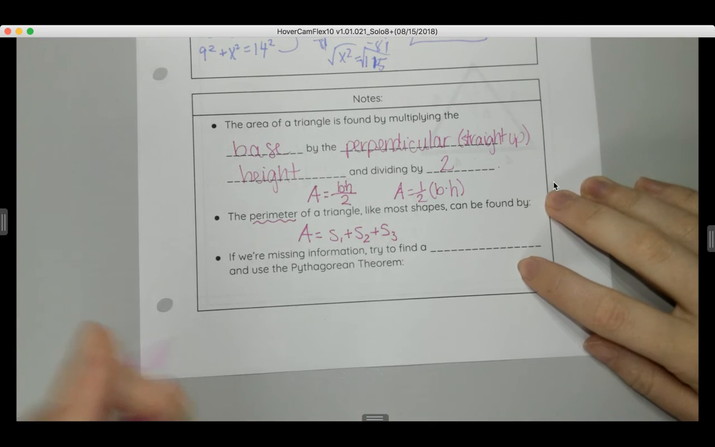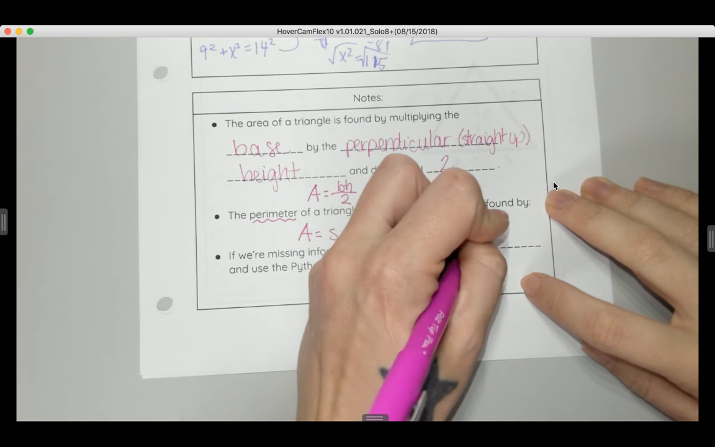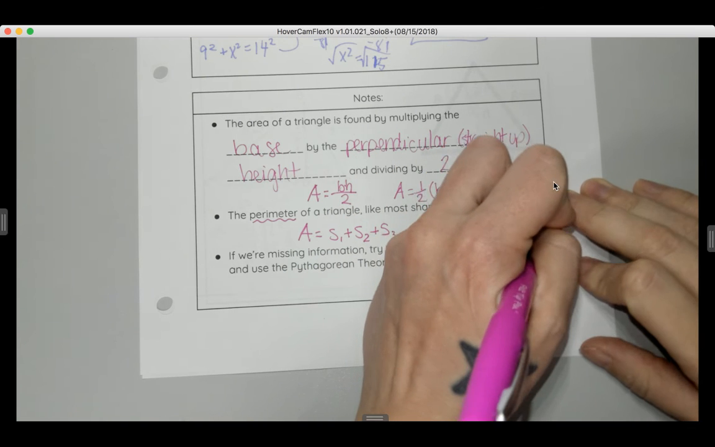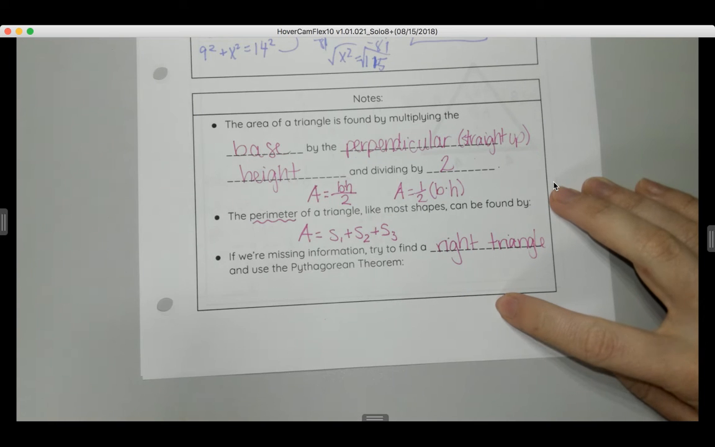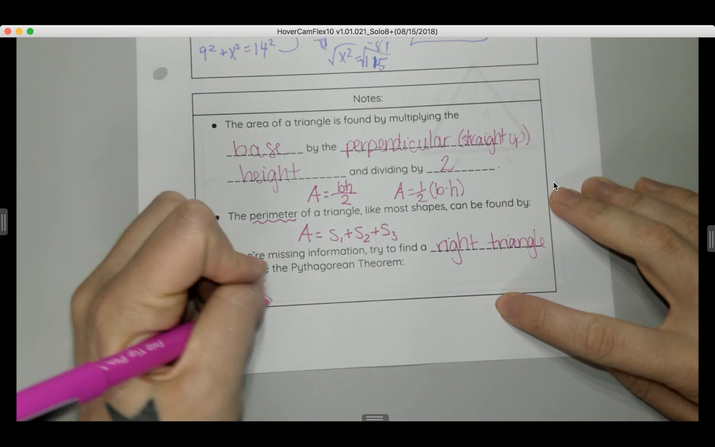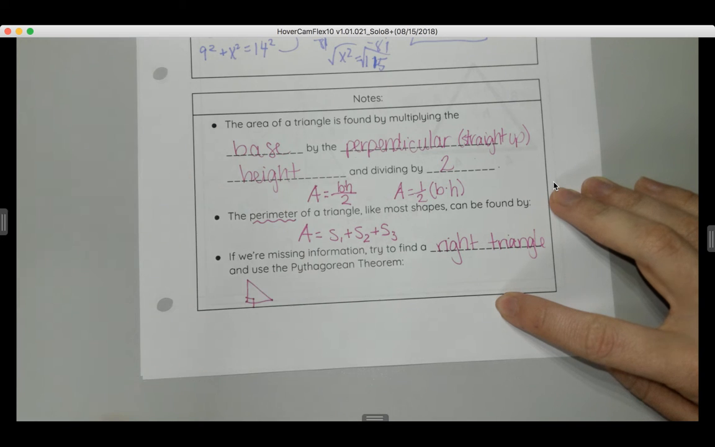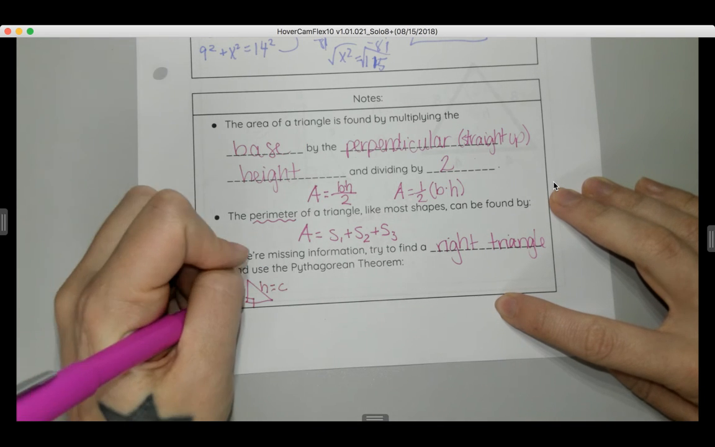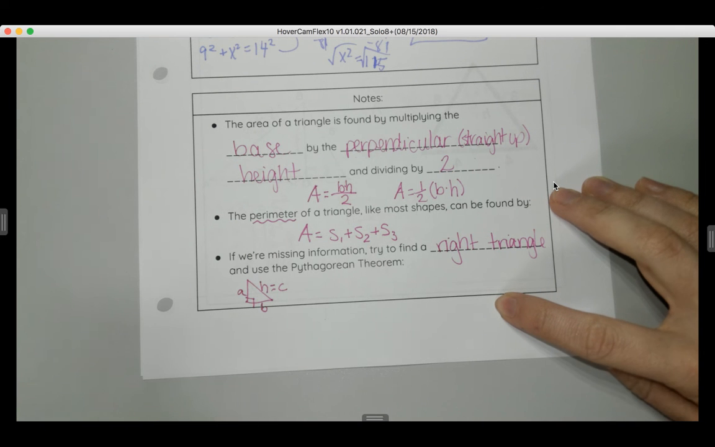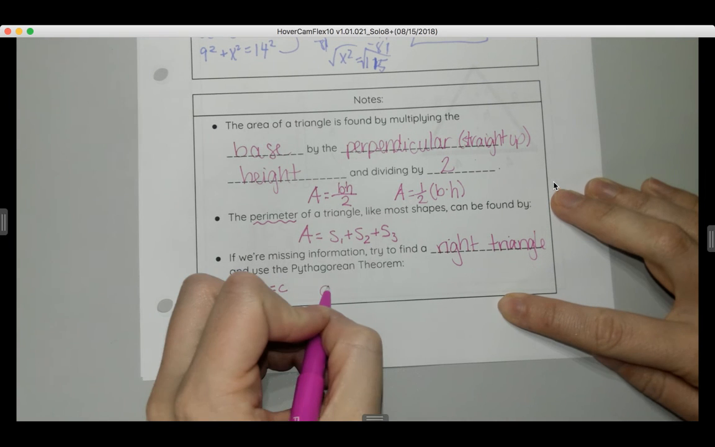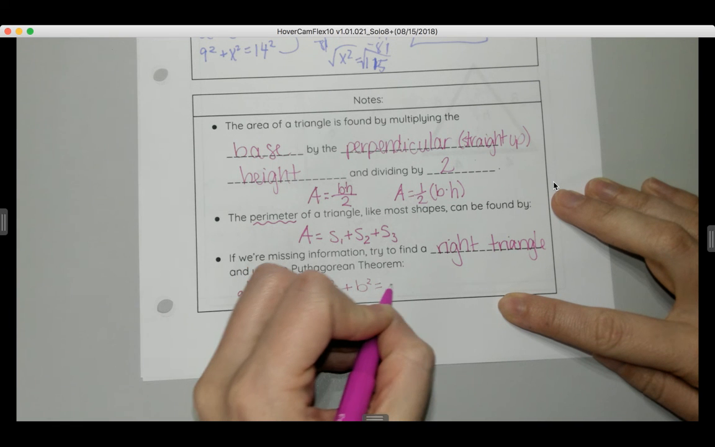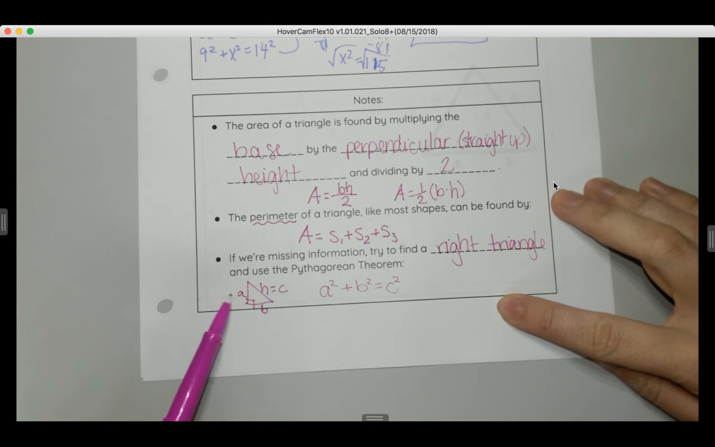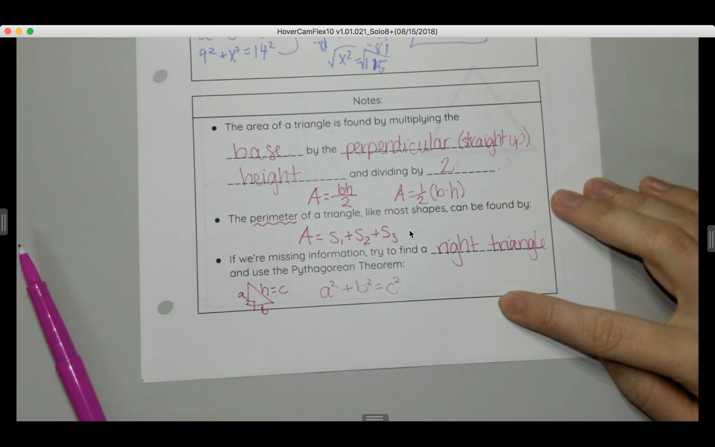Now, here is why we had our do now be the Pythagorean theorem today. Because if you're missing information, try to find a right triangle and use the Pythagorean theorem. Quick refresher. If this is my right angle, this is my hypotenuse, which is the C, and these are my A and B. Remember, it doesn't matter which one is A and which one is B. And so I end up with A squared plus B squared equals C squared. Meaning if I square these 2 sides, they give me the square of this side. Remember when we did that whole thing where we were drawing the squares? Those were good times. I miss those times.